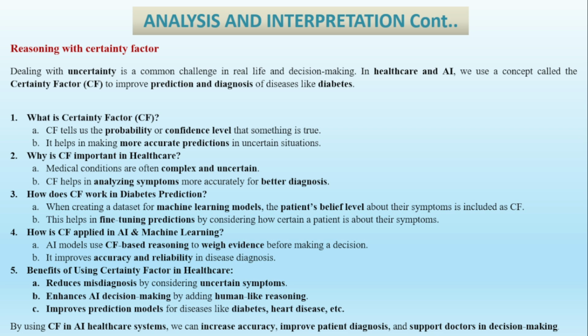How is CF applied in AI and machine learning? AI models use CF-based reasoning to weigh evidence before making a decision. It improves accuracy and reliability in disease diagnosis. Benefits of using certainty factor in healthcare: reduce misdiagnosis by considering uncertain symptoms, enhance AI decision making by adding human-like reasoning, and improve prediction models for diseases like diabetes and heart disease.